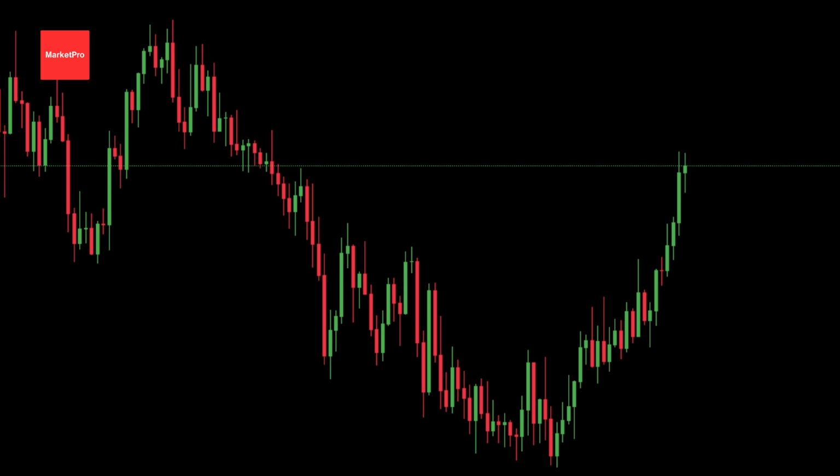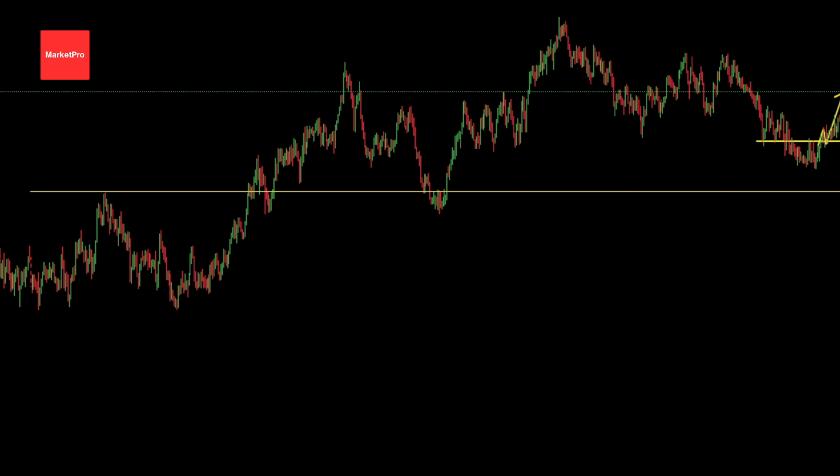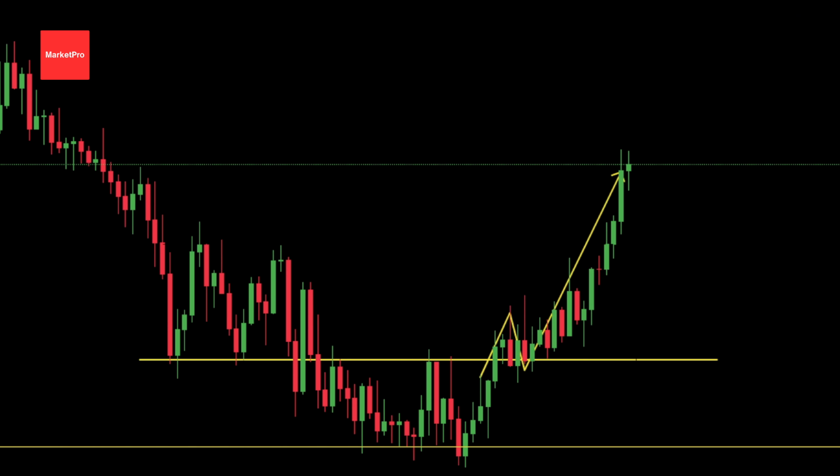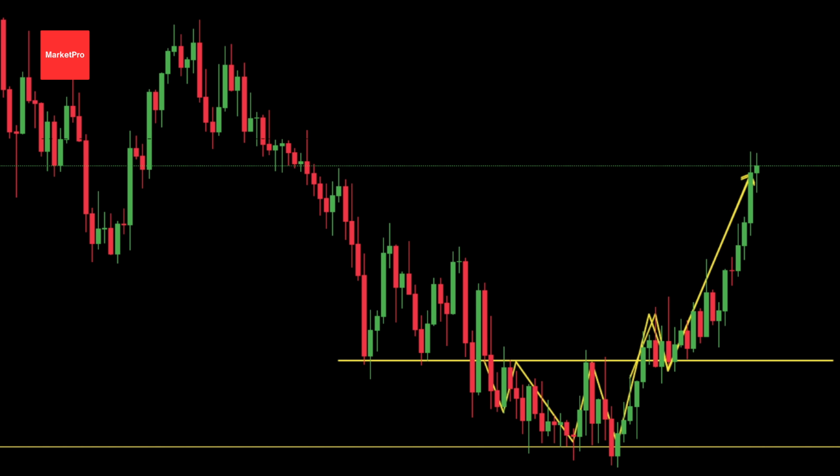Another way to wait for confirmation is to look out for a valid breakout and retest of equal lows or equal highs at support and resistance levels. And this is very important because oftentimes whenever price gets to a support or resistance level, it starts to consolidate, creating equal lows and equal highs to indicate a possible incoming reversal to the current trend.